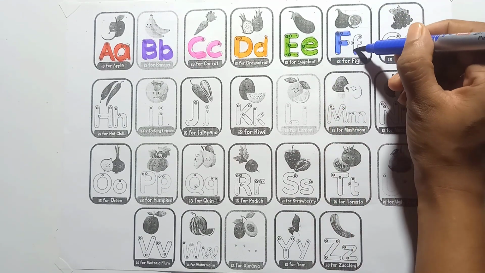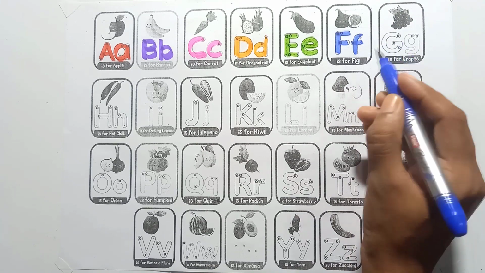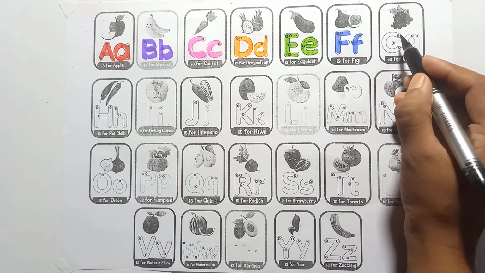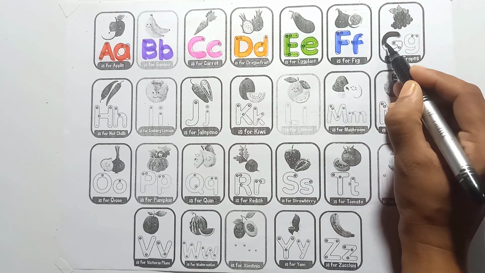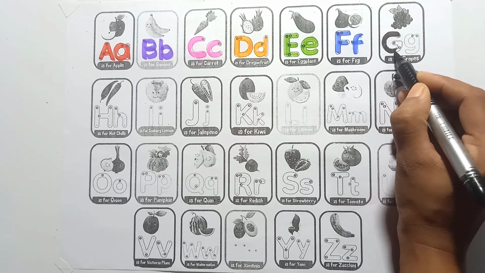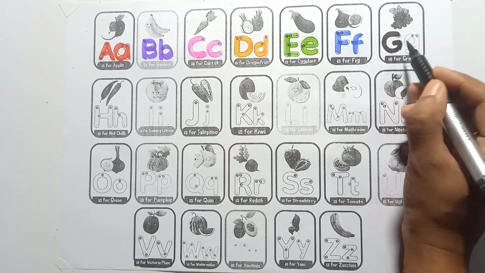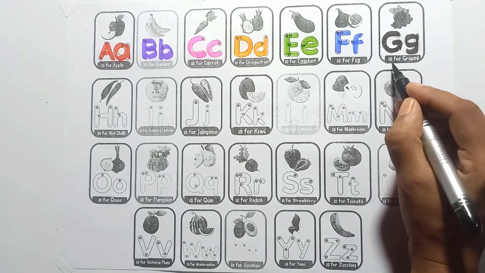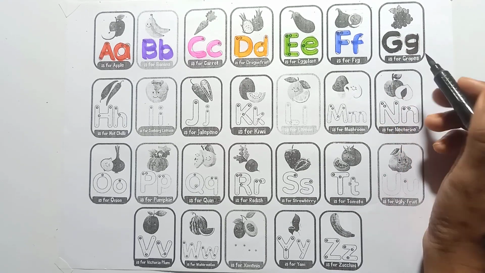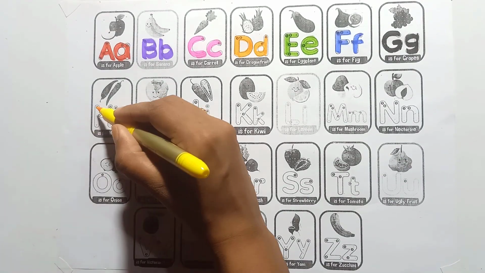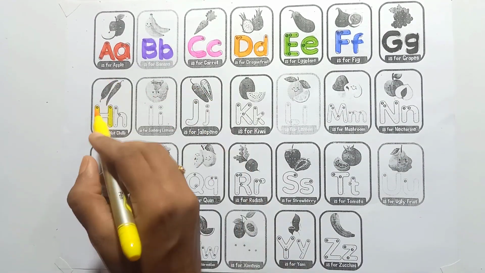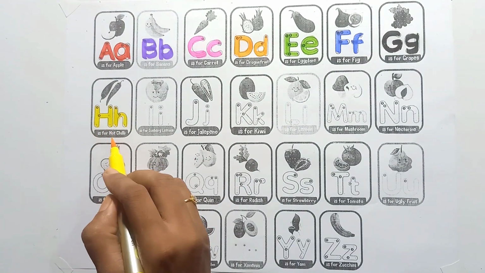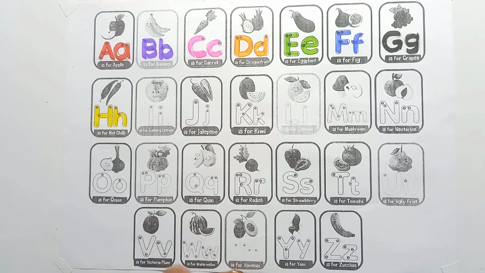F. F is for fig. G. G is for grapes. H. H is for hot chili.